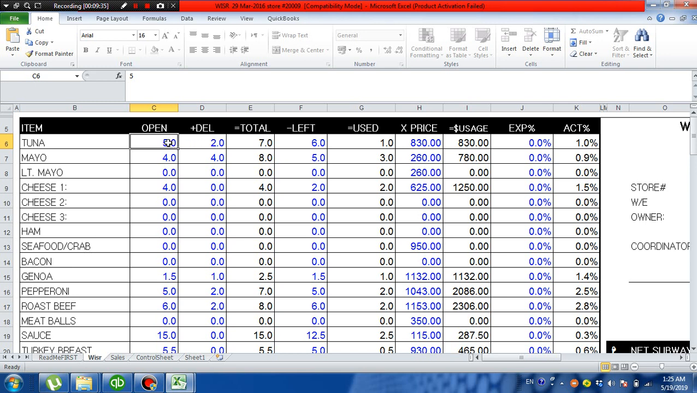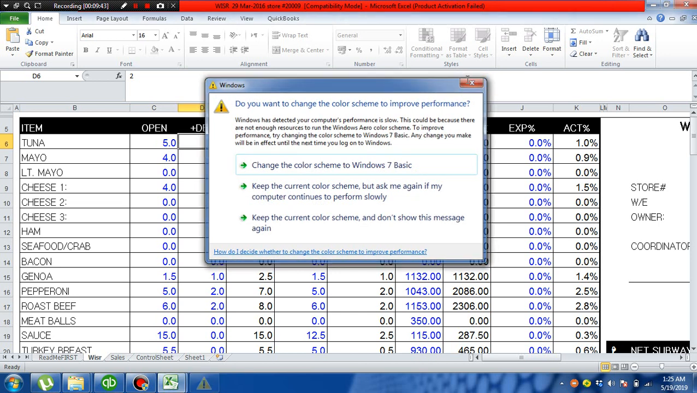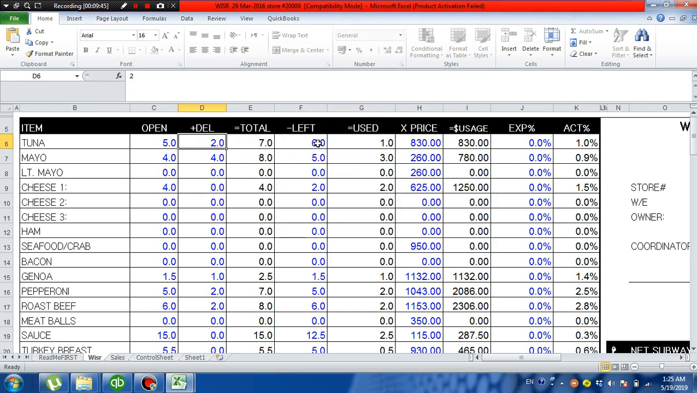For example, we had an opening of 5 tuna with us, then we bought 2 during the month, and total goods available for sale were 7. At the month-end inventory, we found we had only 6 in hand. This means only one tuna pack is used. One tuna pack is 830 rupees, and the usage cost is 830 rupees. This is the item-wise cost.